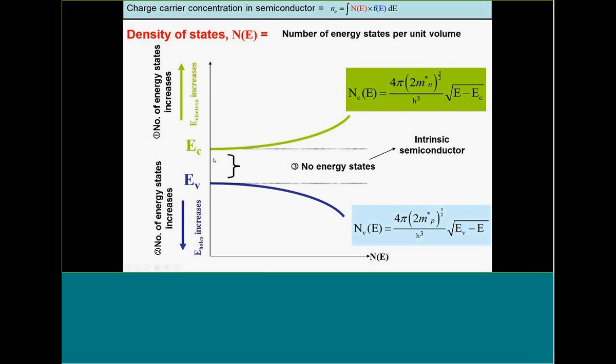If there's an energy level, let me just draw it. Let's say we have one energy state here. What does it mean? We have a new energy level here. So it means our semiconductor has a donor energy level here. So it is N-type, isn't it?